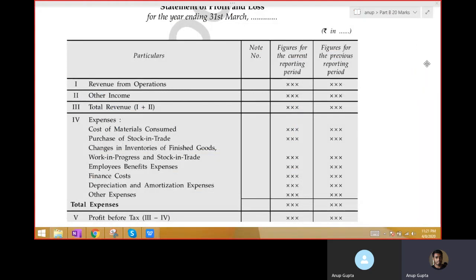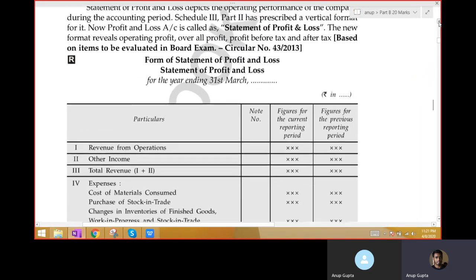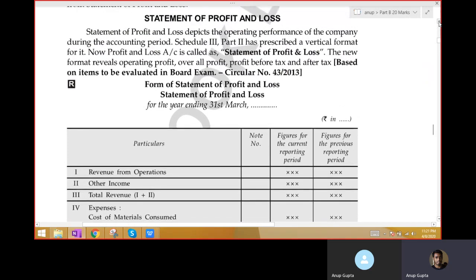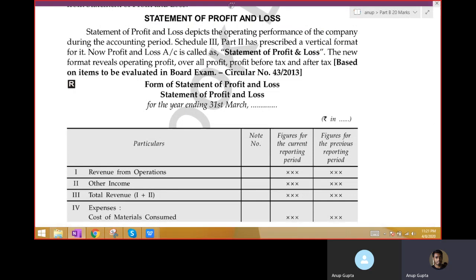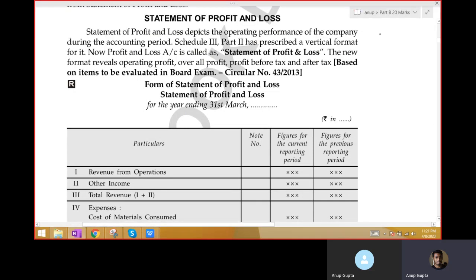Hello everyone. So today we'll start a topic that is preparation of statement of profit and loss account. In the financial statement, we have already learned how to prepare balance sheet. We also know the items in the balance sheet. I mean the major heading and the subheading and the items under the subheading is also explained.